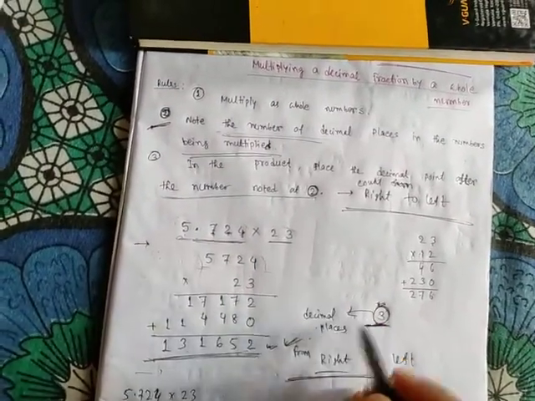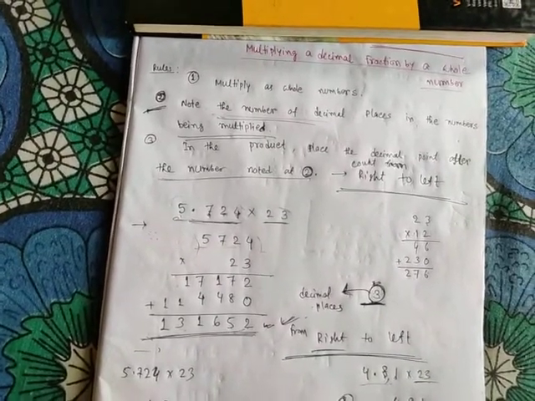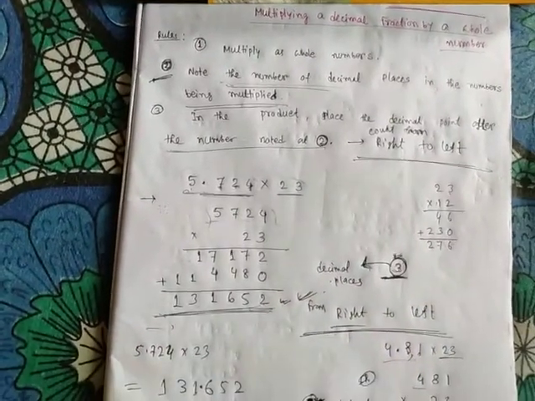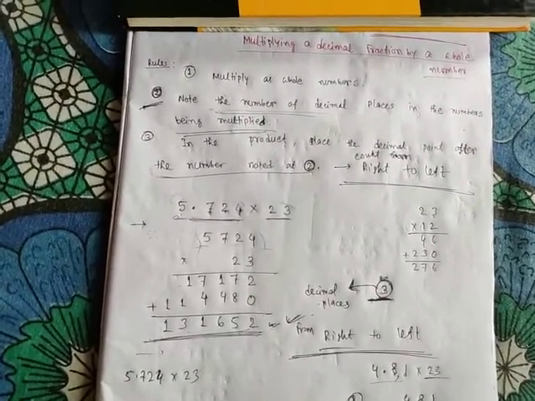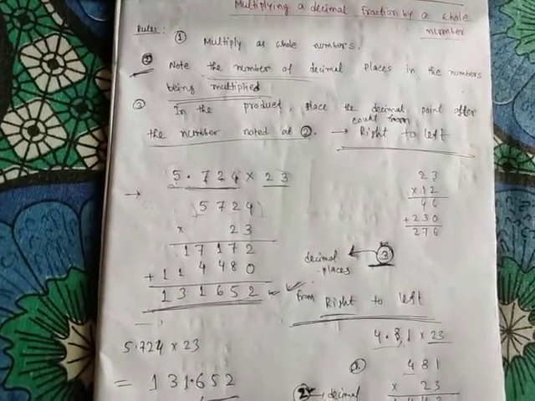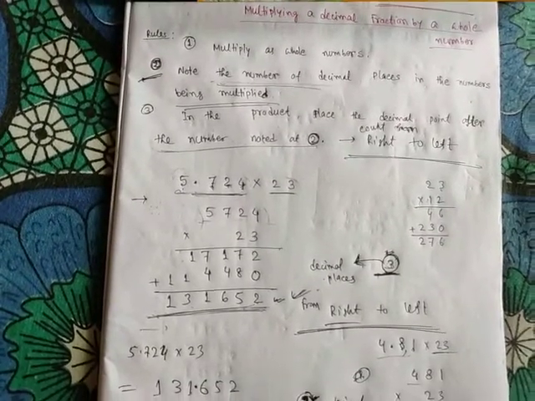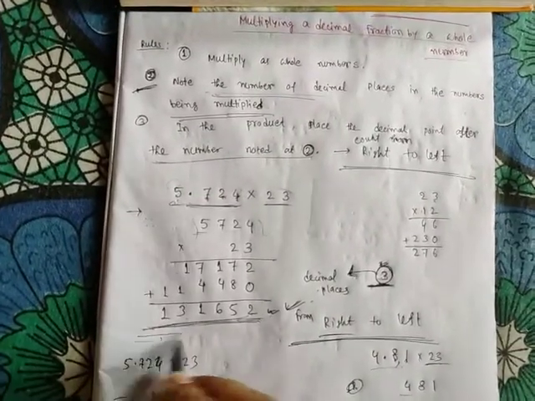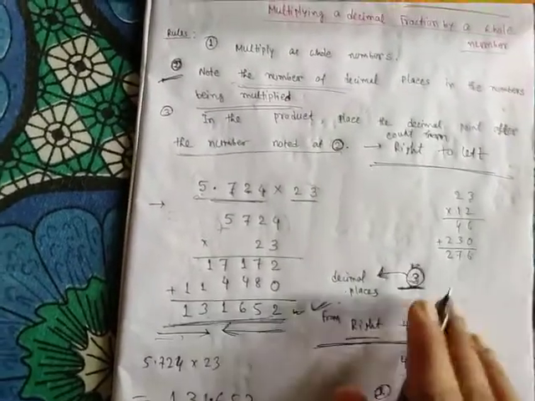So noted at 2 means how many digits after the decimal point, or how many decimal places. Here I have counted there are 3 decimal places, so you have to place the decimal point after 3 digits. Acha, now the question is where should I write the decimal point. Do we have to count the 3 digits from the left side to the right side, or from right to left?